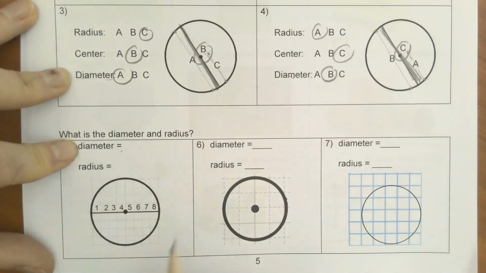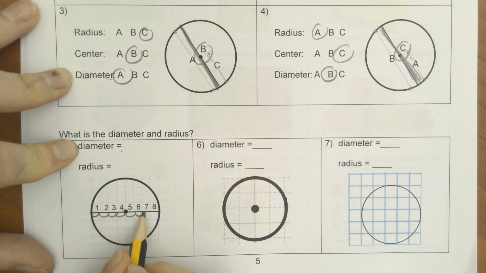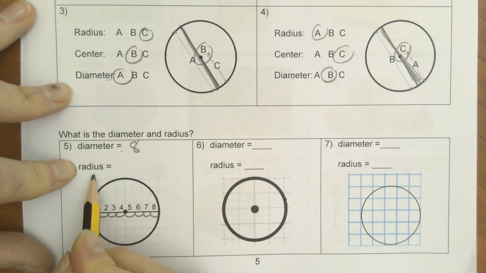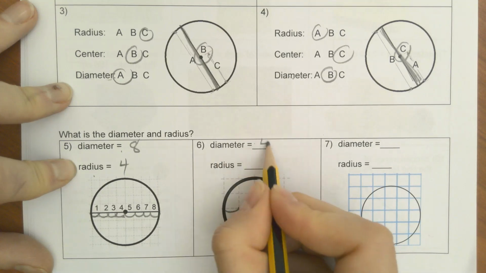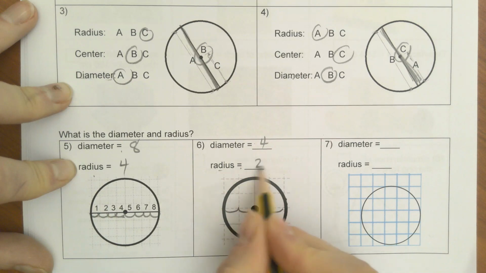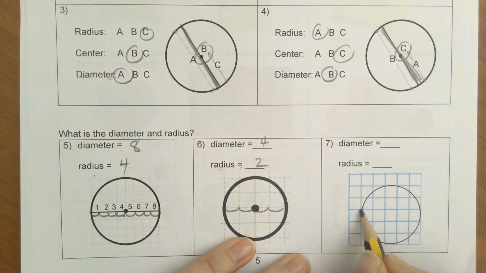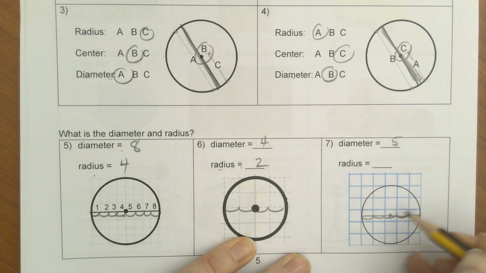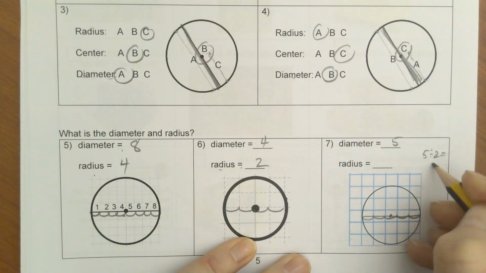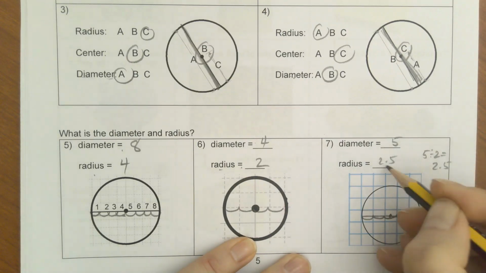So here, what's the diameter? That means all the way across. 1, 2, 3, 4, 5, 6, 7, 8. Radius, that's halfway across. That's 4. What's the diameter? All the way across. 1, 2, 3, 4. And what's halfway across? 2. What's the diameter? Don't take this distance. You have to go through the center. From here to here. 1, 2, 3, 4, 5. What's half of 5? 2.5. So half of 5 is 2.5.